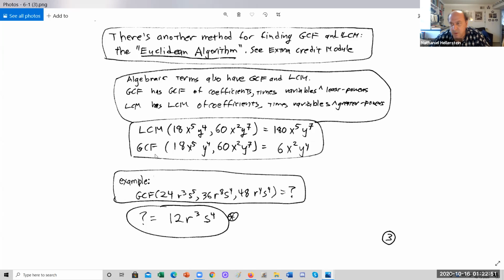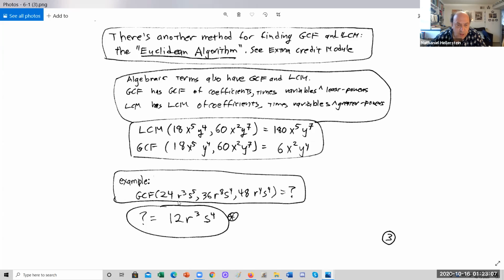Greatest common factor, which is what we'll really be using in this section. 18 and 60 have a greatest common factor of 6. For x to the 5 and x to the 2, we put a 2 here. For y to the 4 and y to the 7th, put y to the 4 here. So this is the greatest common factor.